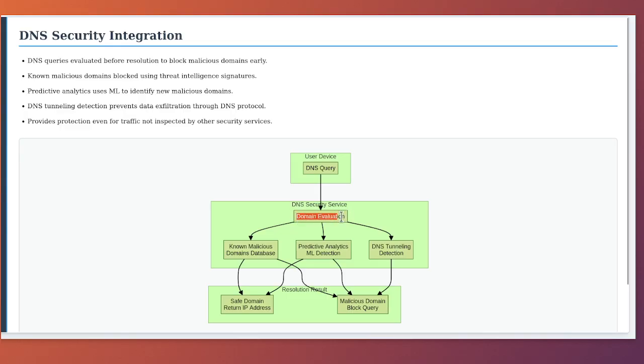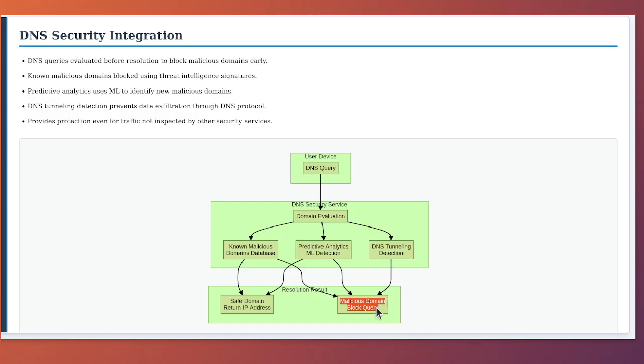The known malicious domains database contains signatures for domains that have been confirmed as malicious through threat intelligence. Queries for these domains are immediately blocked, preventing the connection before it even begins. Predictive analytics uses machine learning to identify new malicious domains that haven't yet been added to block lists.